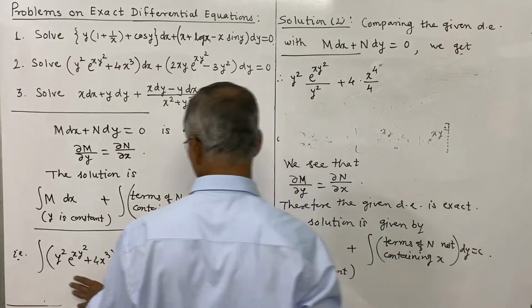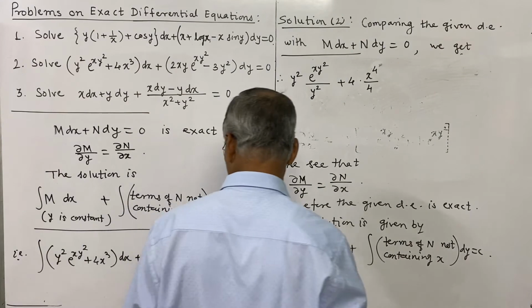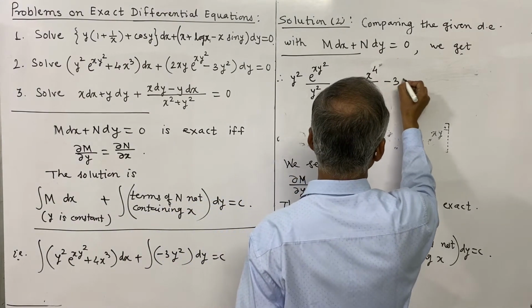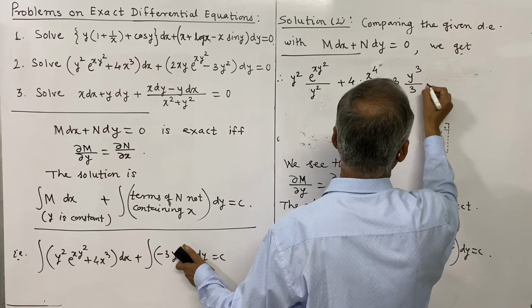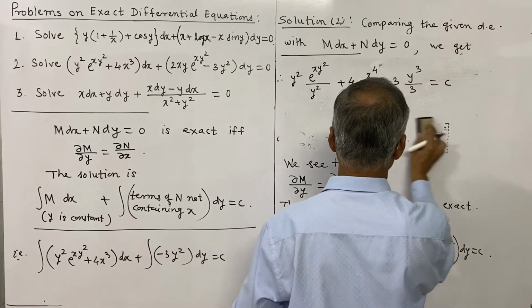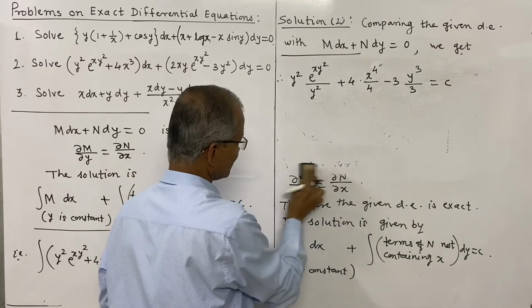So this much is the integral of the first, and this is simple again. Minus 3 is constant. Integral of y square is y cube divided by 3 and is equal to constant. So that can be simplified. You see, it is simple.